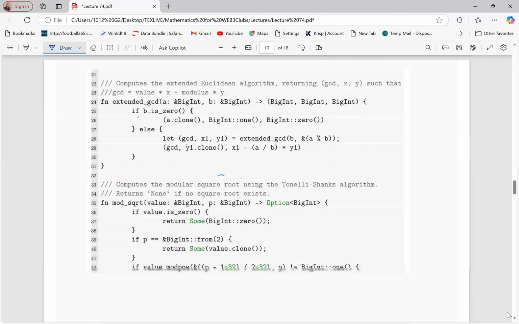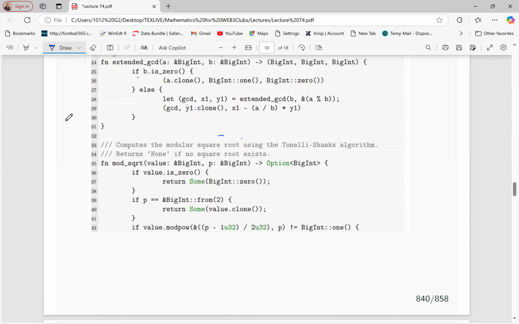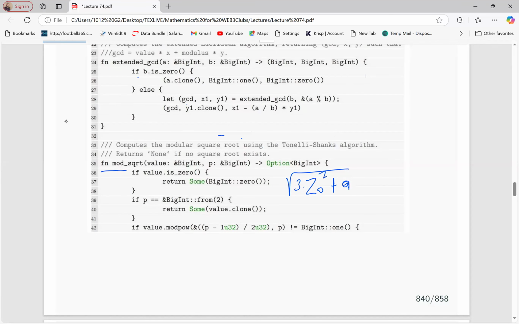Now, we had S. What was S? S was the square root of 3 followed by Z naught square plus A. So it means you must have a code that will be doing the square root, because we'll be obtaining square roots. So you must have a function that will be doing the square root modulo P. And this is that function.